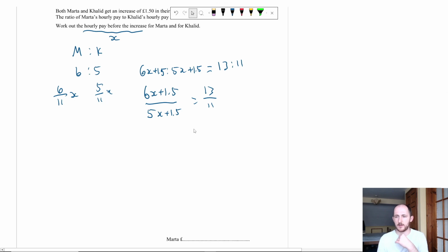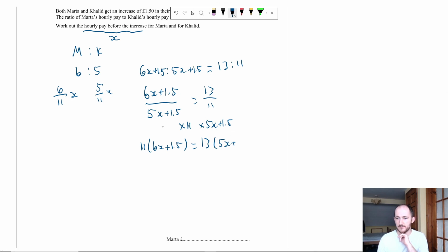So how do I solve this? Well, I'm going to times by both denominators, times by 11 and times by 5x plus 1.5. What that's going to do is it gets rid of the denominator on both sides. So I'm going to get rid of the 5x plus 1.5, then times by 11. So we have 11 (6x plus 1.5) equals 13. The 11 goes away, but then we have 5x plus 1.5 on this side.